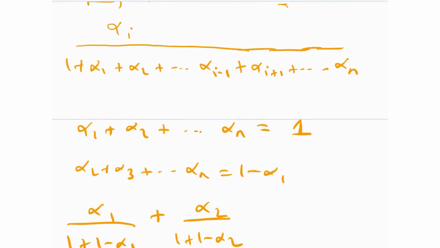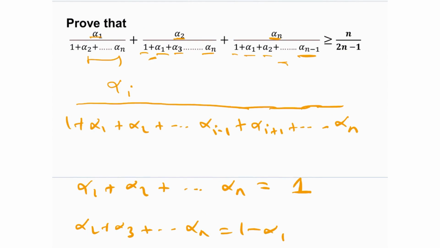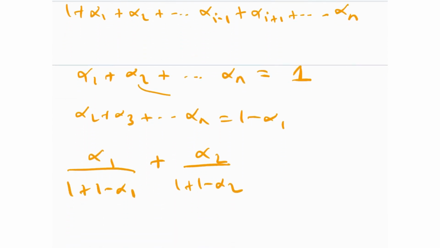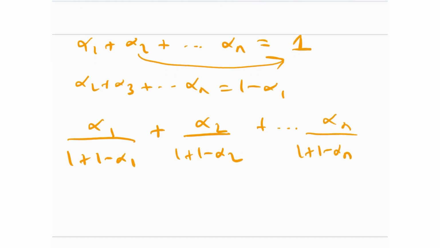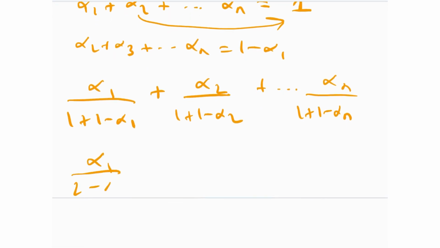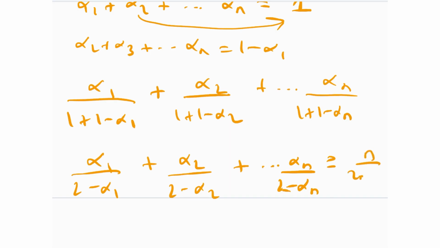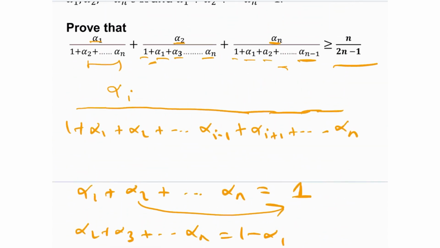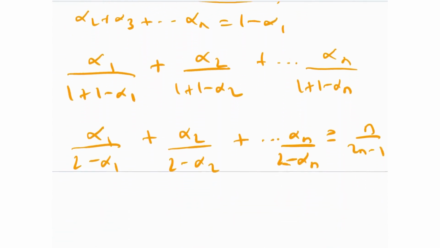Do you see how helpful this is? Because over here we've skipped alpha 2, right? So just send alpha 2 to the other side, you'll get 1 minus alpha 2, and the other is obviously what was in the numerator. So 1 plus 1 minus alpha 2, and it goes all the way up to alpha n divided by 1 plus 1 minus alpha n. This is our left hand side. So we have alpha 1 over 2 minus alpha 1 plus alpha 2 divided by 2 minus alpha 2 plus, all the way till alpha n divided by 2 minus alpha n. And we need to prove that this is greater than or equal to n divided by 2n minus 1, right?